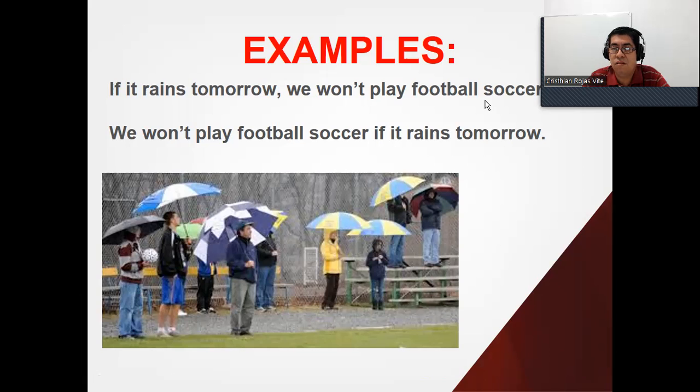Or if you look at the example and we switch the order, it says the same. We won't play football, soccer if it rains tomorrow, right? Because remember, it could be very dangerous, especially if you're running too much or if you're falling down. So basically, this is why we won't play soccer if it rains, because it may be very dangerous for soccer players to be on the field.